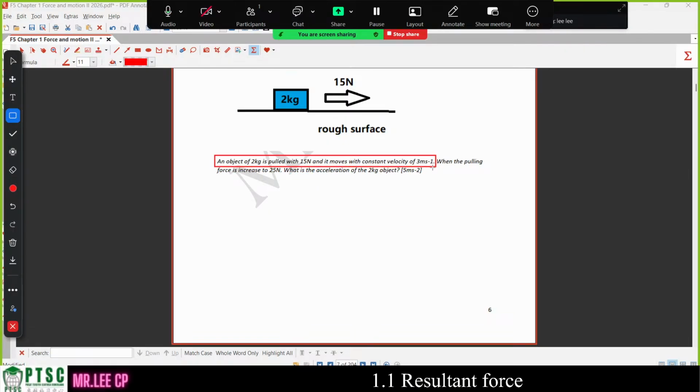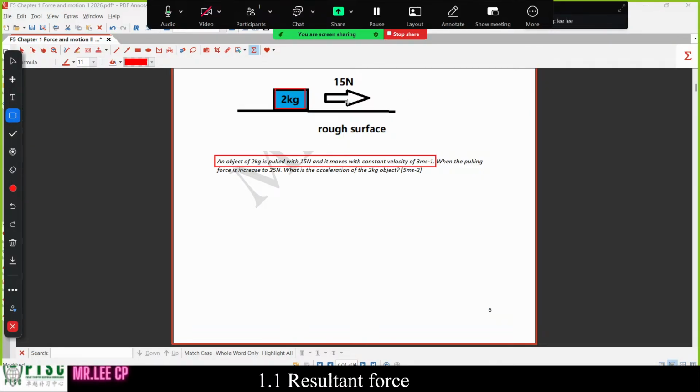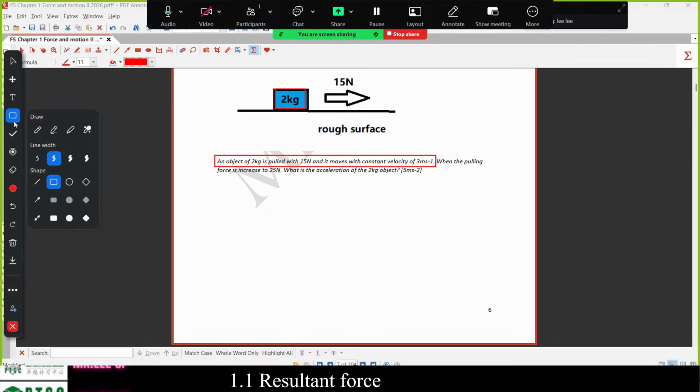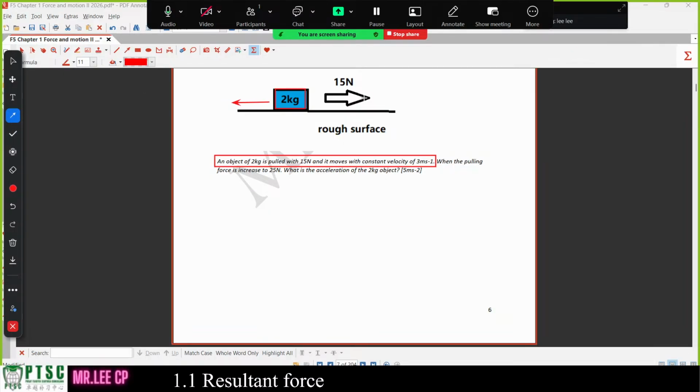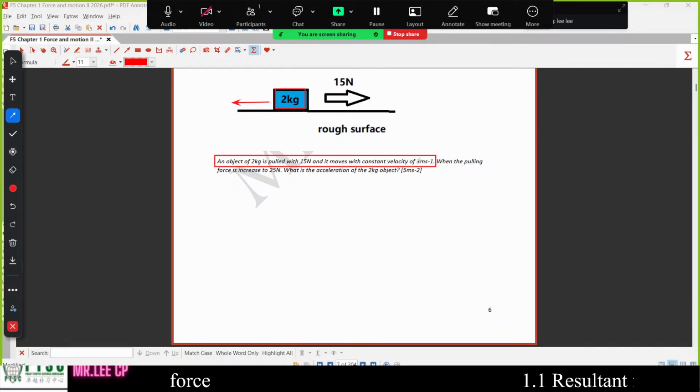An object of 2 kg, I pull with 15 and it moves with constant velocity. I pull with 15, so that means there is a friction, right? So how much is the frictional force? Answer me. I pull with 15, it moves with constant velocity.